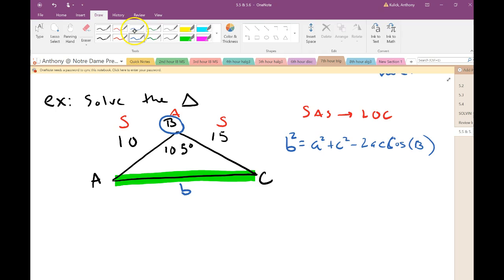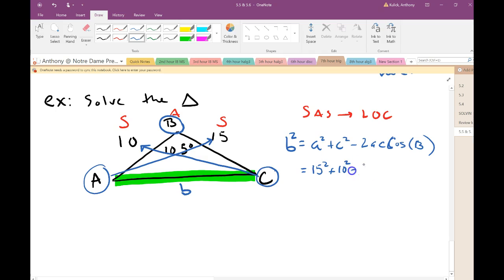So what is my value for A? Who said 15? You are correct. Why is it 15? Because if I look at angle A, the side opposite that is 15. What's my value for C? 10. Because if I look at angle C, the side opposite that is 10.